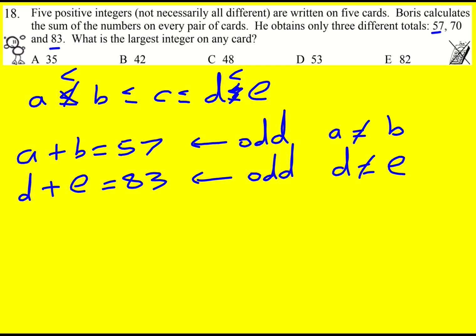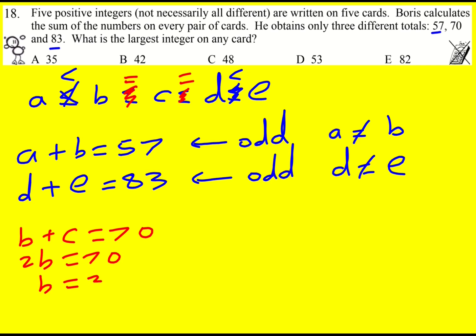And then there's only one other total obtained, so it must be that B, C, and D are all equal to one another, because if they weren't, we'd get more totals essentially. So B equals C equals D. So B plus C must equal 70, that other total, which actually just means that 2B is equal to 70, and therefore B is 35. And actually, all of these are 35.